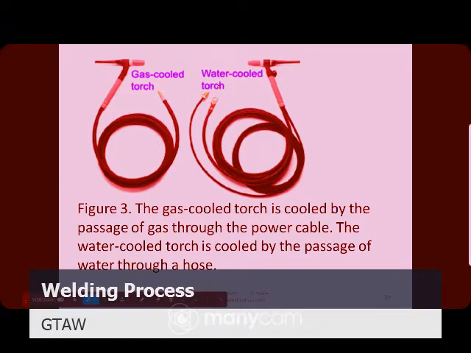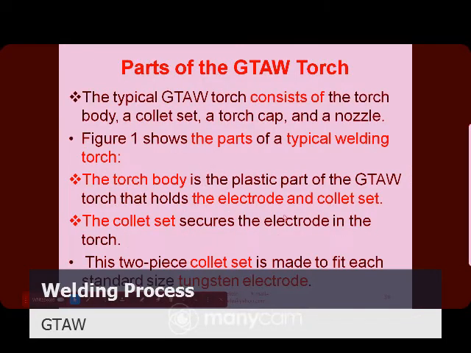The water enters the system through another hose and exits through the power cable. So the water cooled type needs additional hoses for the water inlet, and there is no need for additional hoses for the gas cooled type. This shows the difference between the gas cooled and the water cooled type torches.